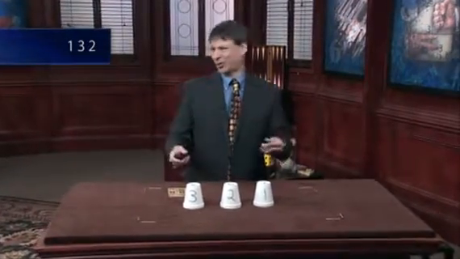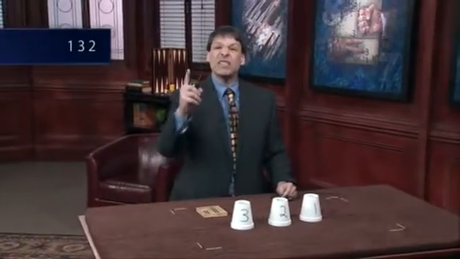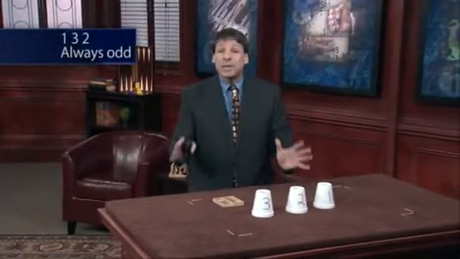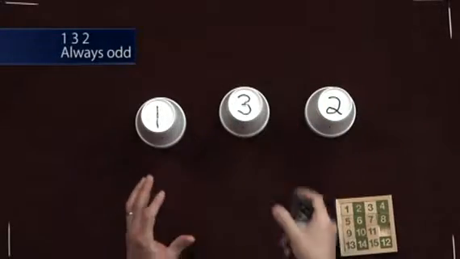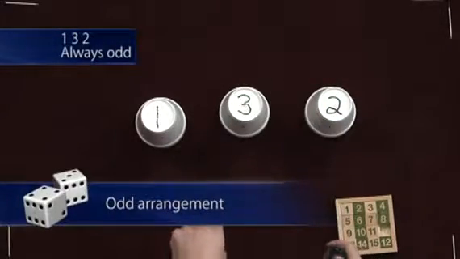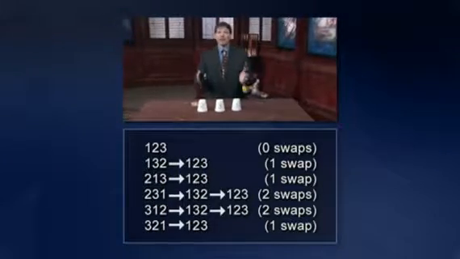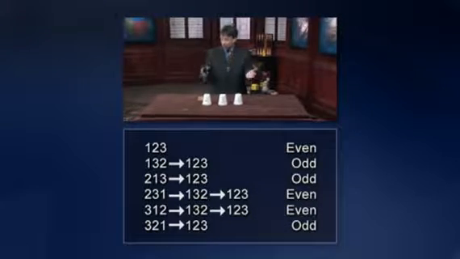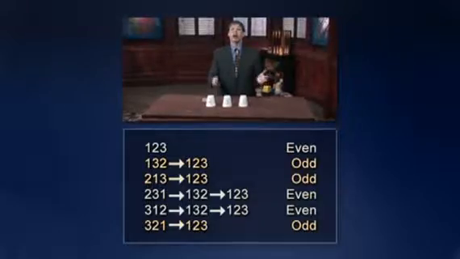What's interesting, or should I say what's odd, is that no matter how hard you try, you can't straighten out 1, 3, 2 in an even number of swaps. The number of swaps has to be an odd number. So we call 1, 3, 2 an odd arrangement. Looking at all 6 arrangements again, we can label them as odd or even as follows. Notice half of them are even, half of them are odd.